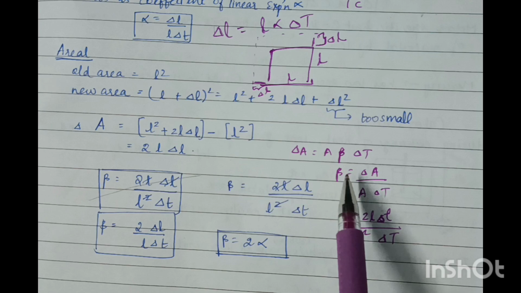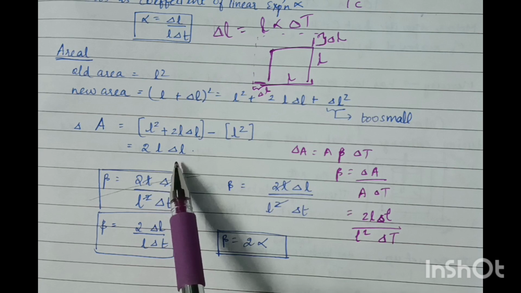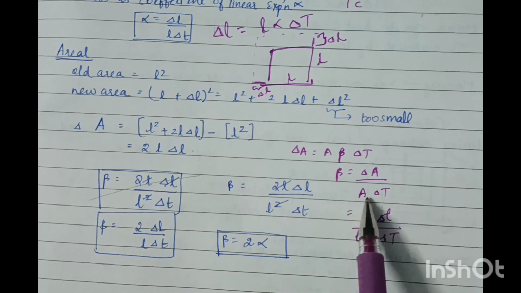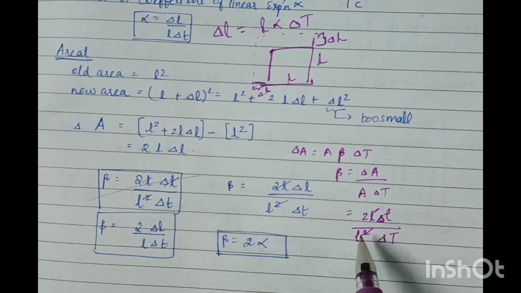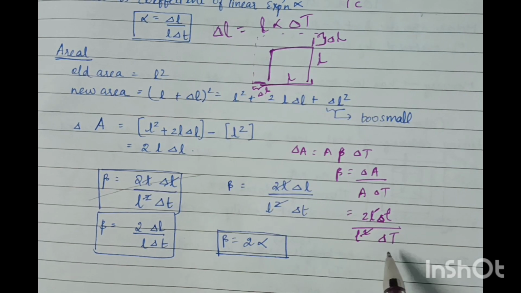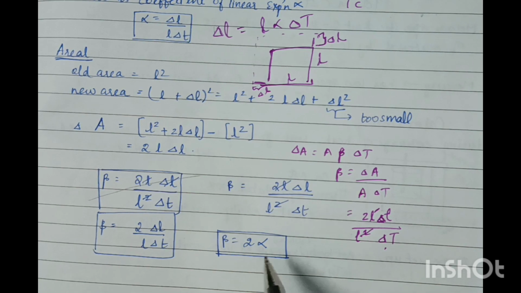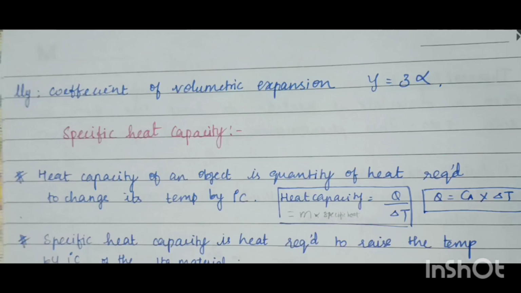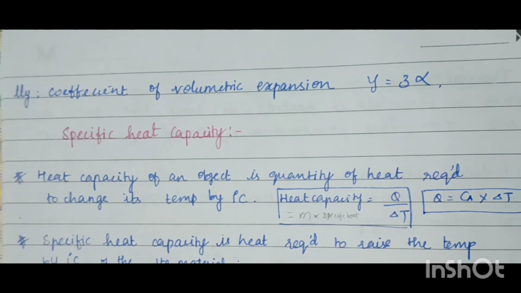Now from this we write beta equals delta A by A delta T. The value of delta A we found is 2L delta L, and the initial area A is L square. So 2L delta L by L square into delta T. Now cancel L, so we get 2 delta L by L delta T, where delta L by L delta T is alpha. So we get another conclusion: beta equals 2 into alpha. Please note this. Similarly, the coefficient of volumetric expansion, gamma, equals 3 into alpha.